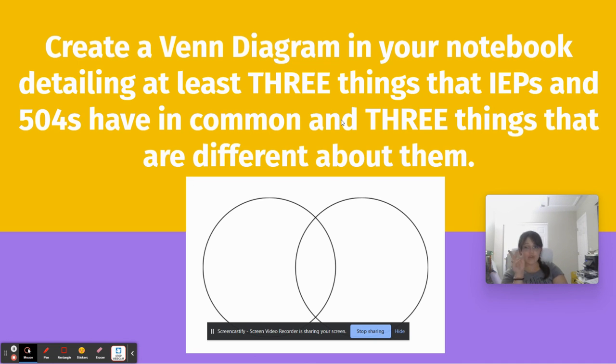Okay. So first, because this is the most important, I want to make sure everybody has this. Right there in that center where the 2 circles overlap, I want you to write legal document. LEGAL, legal document. Both an IEP and a 504 are legal documents, and teachers are legally required to follow these documents. Okay. So I helped you with the first one. There's a scaffold for you. I would like you to come up with 2 more things that they have in common, and then 3 that are different about an IEP, and 3 that are different about a 504. And then you are done.